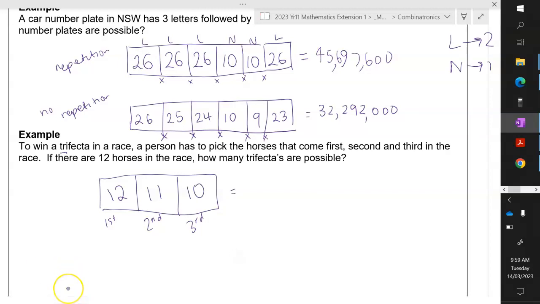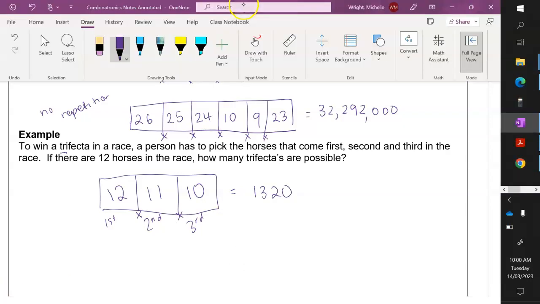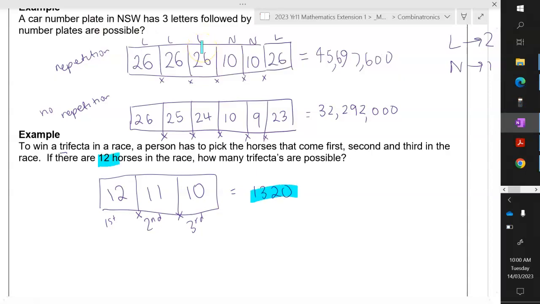So let's multiply those together. So we've got 1st place and 2nd place and 3rd place. So in a 12-horse race, there are 1,320 possible ways that a trifecta could occur. So if you're betting on the Melbourne Cup and you're trying to get a trifecta in there, you've got 1 out of 1,320 as your probability as a chance of winning.